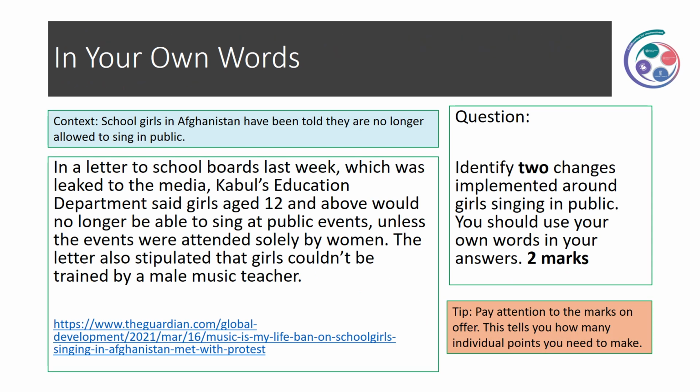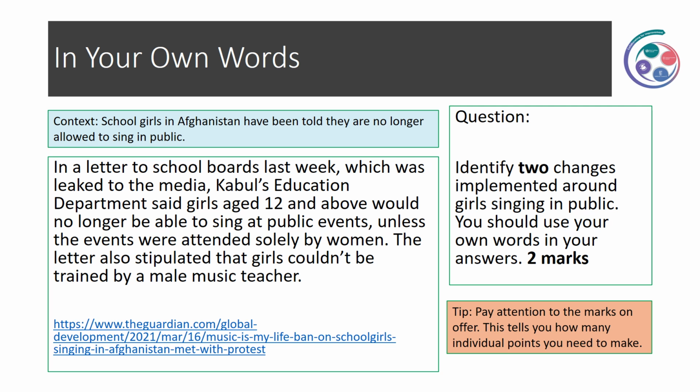Before we do any practice questions, we're going to have a look at an example together and a model answer. Our context here then. Schoolgirls in Afghanistan have been told they are no longer allowed to sing in public. In a letter to school boards last week, which was leaked to the media, Kabul's education department said girls aged 12 and above would no longer be able to sing at public events, unless the events were attended solely by women. The letter also stipulated that girls couldn't be trained by a male music teacher.